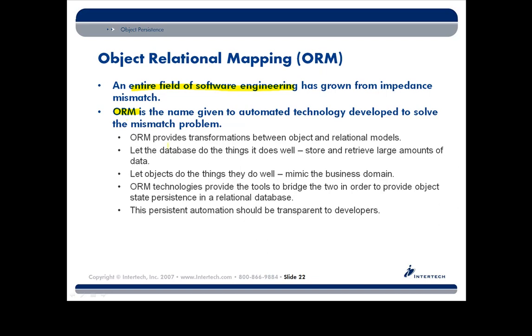ORM provides transformations between our object and our relational world. It helps allow the database to do things it does well, which is store and retrieve large amounts of data, while at the same time allowing objects to do the things they do well, mimic the real world through our business domain and business objects. So ORM technologies provide tools to bridge the two worlds in order to provide object state persistence into our relational databases. And hopefully, this technology is done in such a way that it makes persistence transparent to developers.